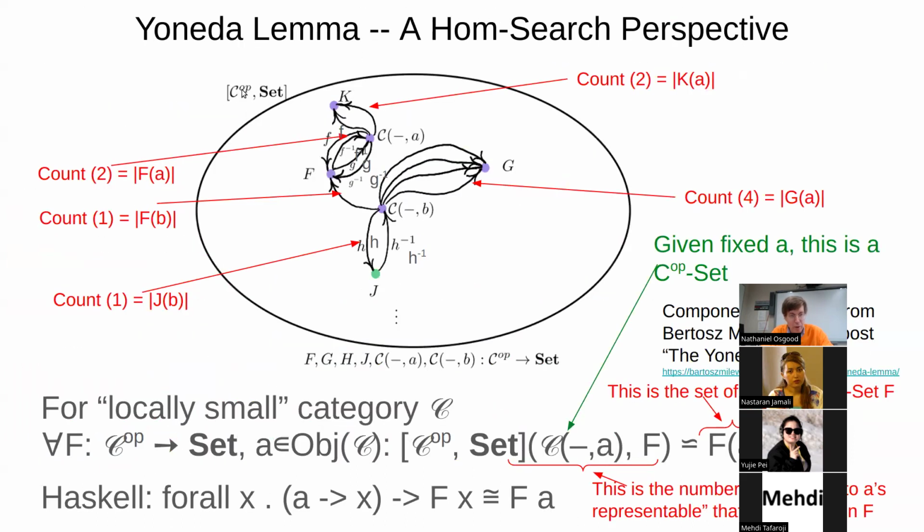For any one of those, we could create a C-op set. Do you agree with that? Sorry, for any one of those, we could define a category like this. And if C-op were the schema for graphs, each of these would be a graph, right? So each of these dots, each of these objects would be a graph, right?